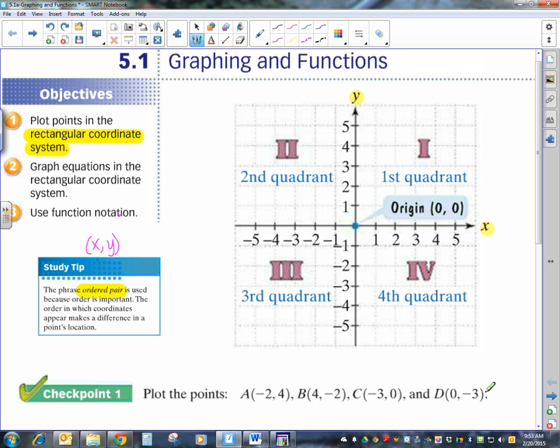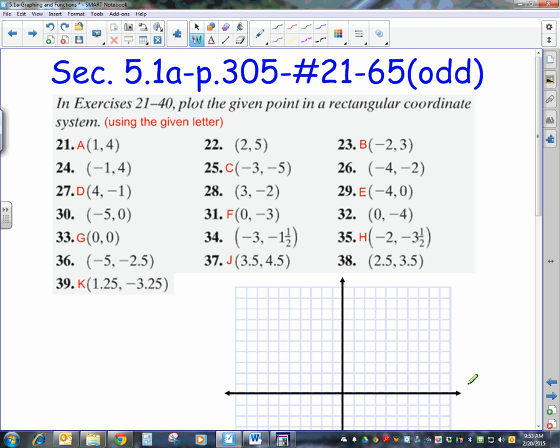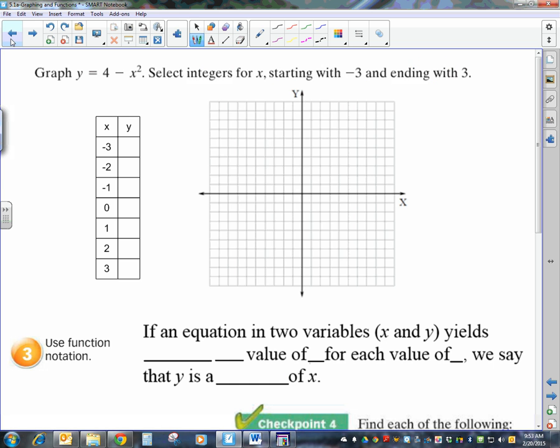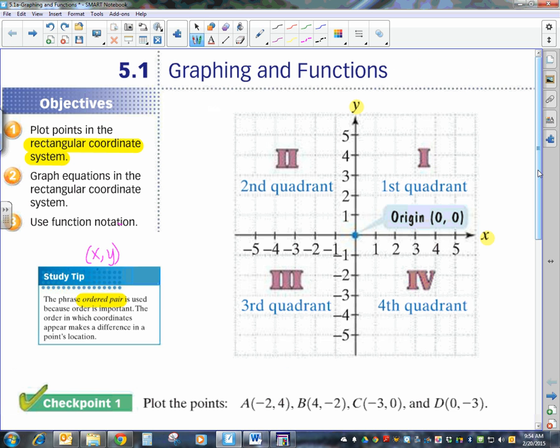So I'm going to do some examples. We're going to plot 4 points, and this is exactly what you have to do in your homework tonight, and I want to point that out to you. I have put this on your homework sheet, but I went ahead and put the letters so that when you graph them all on that one coordinate system, you just have to write the letter next to the ordered pair like I'm about to do right now.